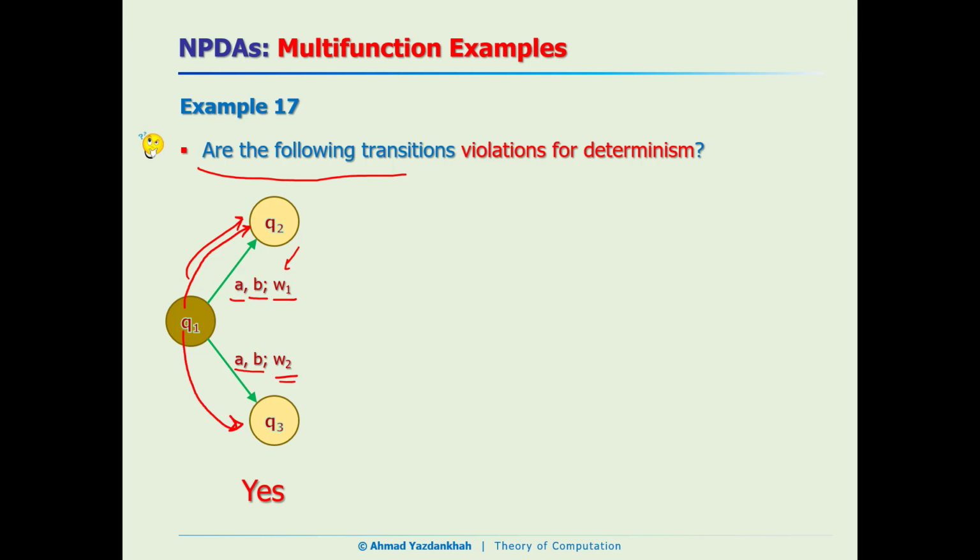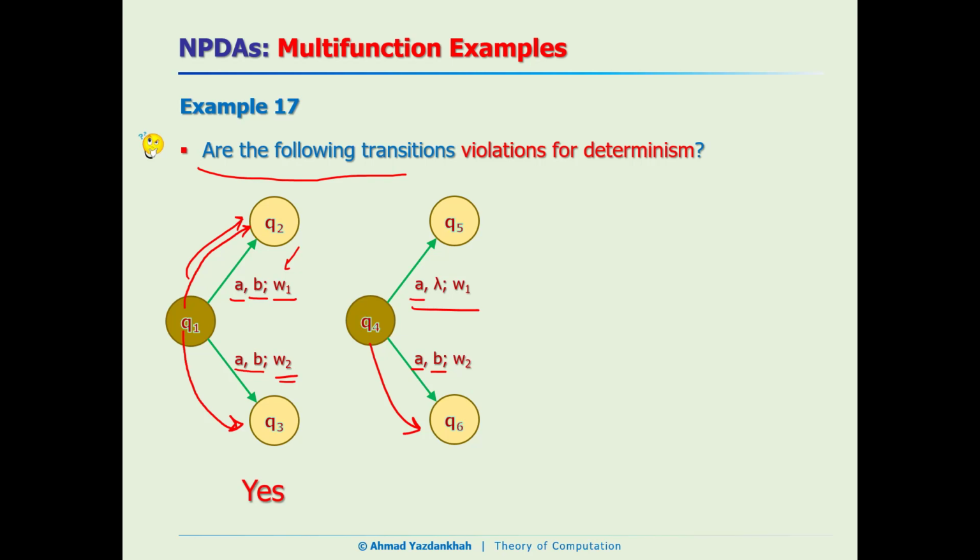I put together some other examples to show you how different situations can happen. Look at this one. This transition says that if the input is A and the top of the stack is B, go this way. But this one is a little bit different: it says that if the input is A, don't care about the top of the stack. So when the machine encounters these two, both are satisfied, and the machine can go to Q5 and at the same time to Q6. Definitely this is another violation.